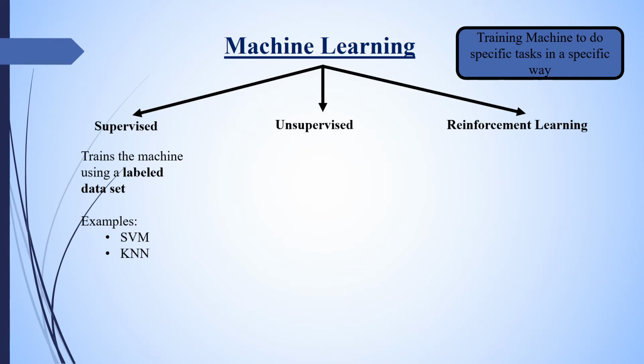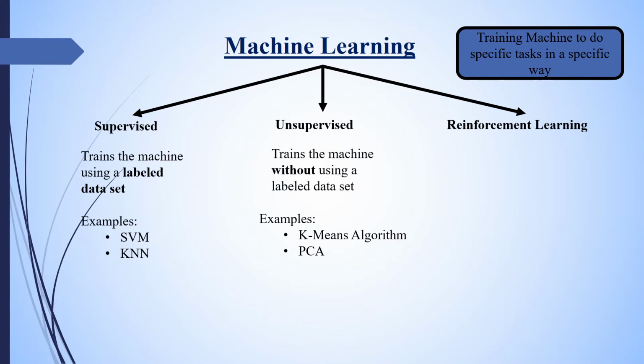Coming to the next, unsupervised machine learning, one can guess that it's the opposite of supervised machine learning. In unsupervised machine learning, we do not provide a labeled data set to the machine.